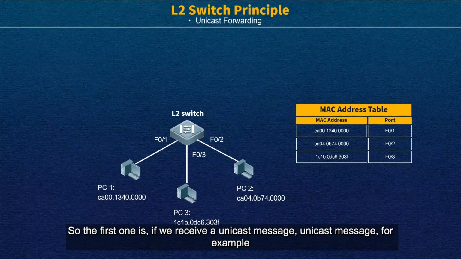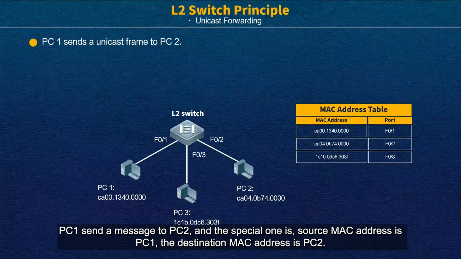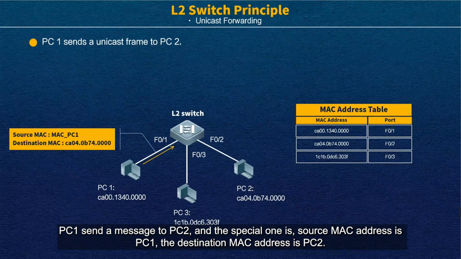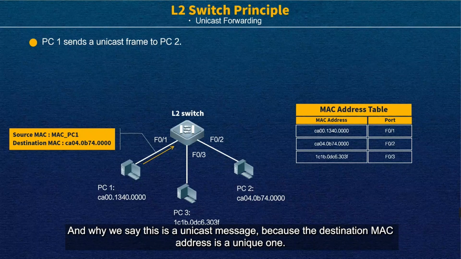So the first case is if we receive a unicast message. For example, PC1 sends a message to PC2. The source MAC address is PC1's, and the destination MAC address is PC2's. And why do we say this is a unicast message? Because the destination MAC address is a unique one.